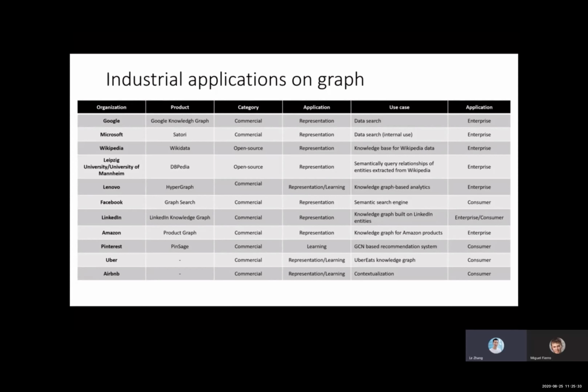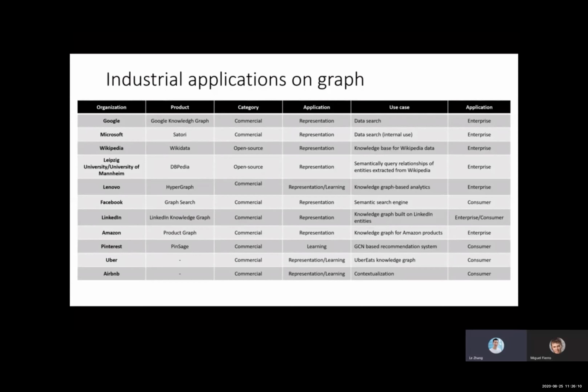This is an enterprise platform for building graph applications. And Facebook has Graph Search, which is a semantic search engine for providing a better user experience for their consumers. LinkedIn has its LinkedIn Knowledge Graph, and that is to provide better connection analysis for all of the users on the LinkedIn website. And Amazon, they have their product graph.